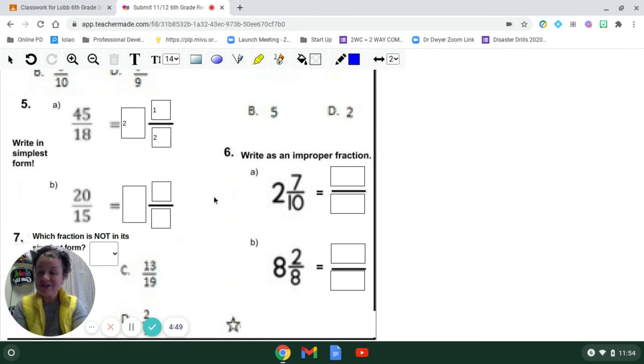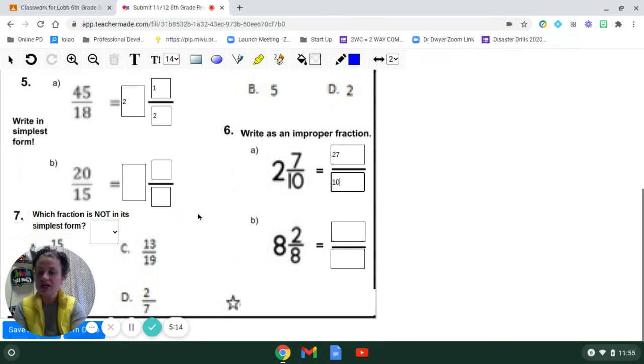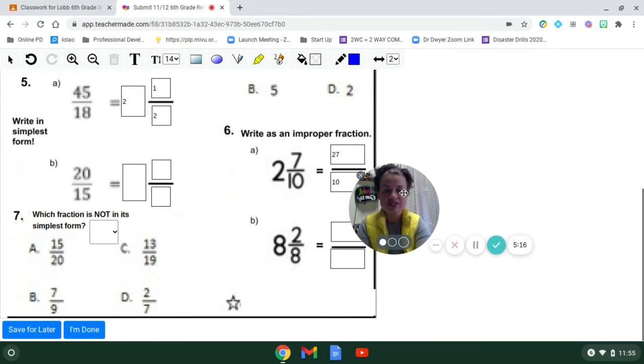Man, I am just doing all this for you. I hope you're watching this video. Write as an improper fraction. So remember, you take the whole number, multiply it by the denominator. So 2 times 10 is 20. Add it to the numerator. So 27 would go on top. And your denominator, you guessed it, stays the same. Holy cow, you guys. Hopefully you don't get any wrong on this. I'm going to move myself a little here.